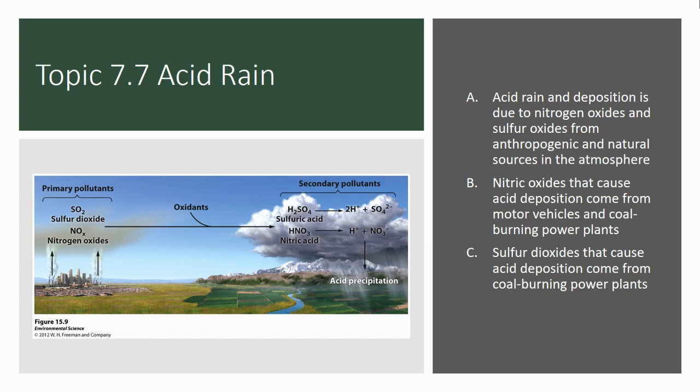And recall, they can come from anthropogenic sources. They can also come from natural sources. Nitrogen oxides, remember, can come from motor vehicle emissions as well as fossil fuel or coal burning power plants, while sulfur dioxide oftentimes is going to come from coal burning power plants. And just note that you need to know the chemical equations that you see on this image here. So you need to know that sulfur dioxide is going to react with water vapor, and that's going to turn it into sulfuric acid, while nitrogen oxides react with water vapor to create nitric acid.